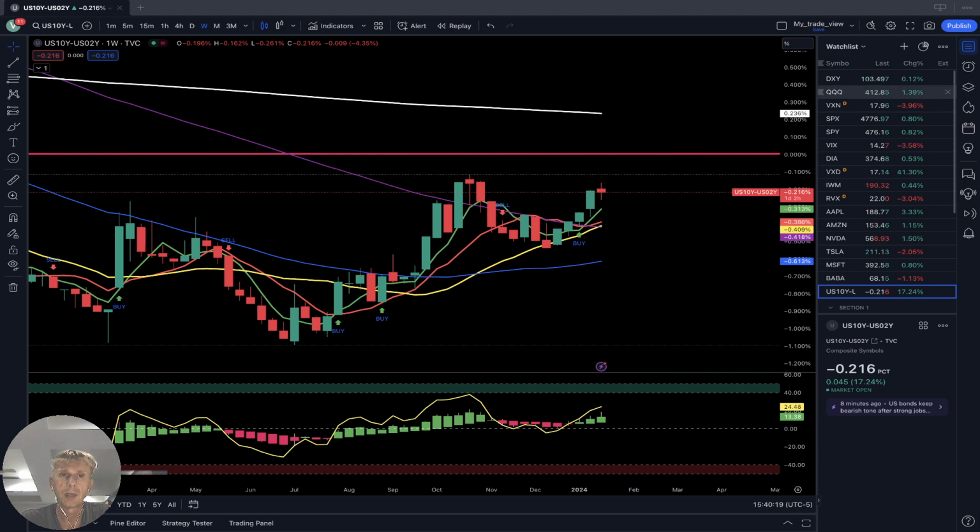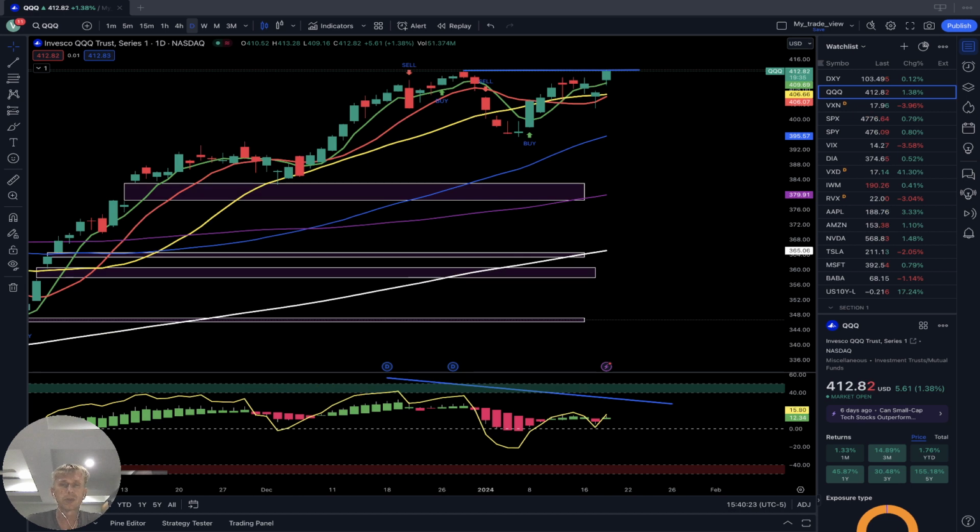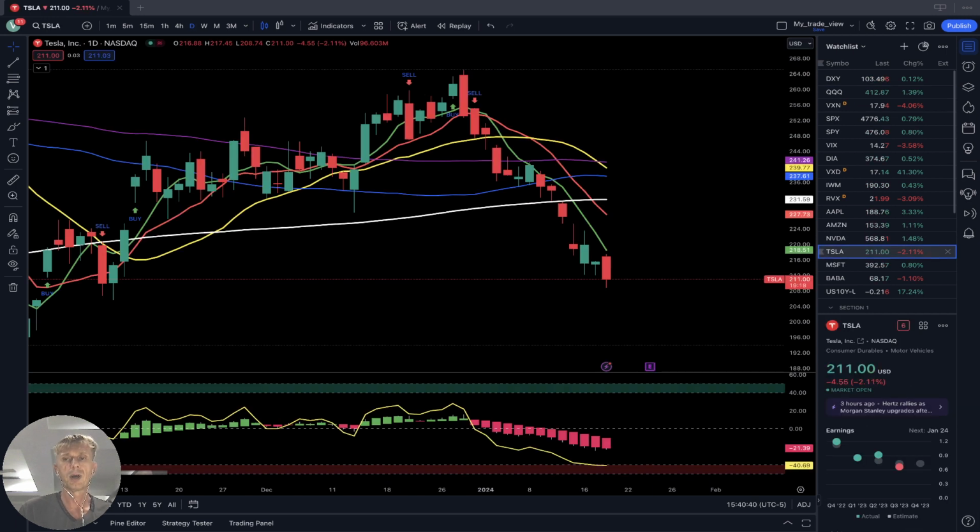Okay, let's do summary. All indexes and equities, they bounce from the negative oversold territory to extreme bullish territory. That's what we are observing. All indexes and equities bullish, except Tesla. Only Tesla very negative. And Baba. Tesla and Baba very negative.